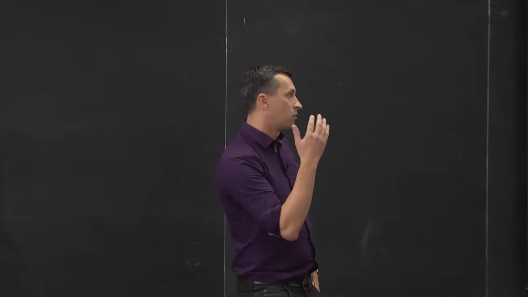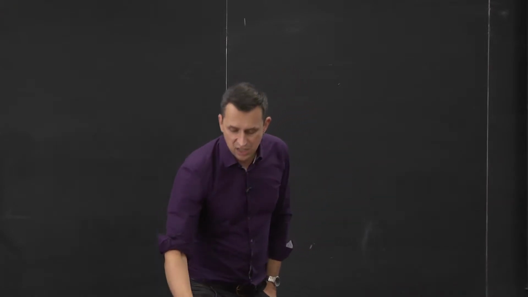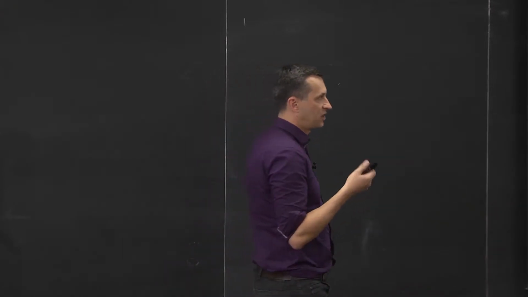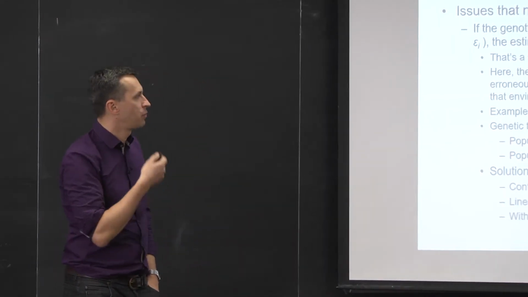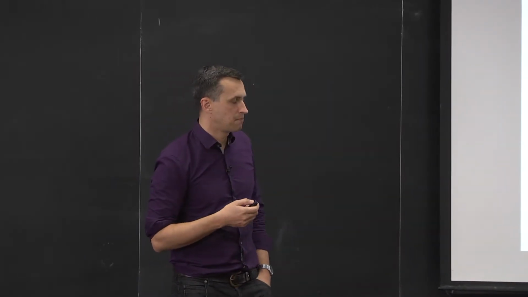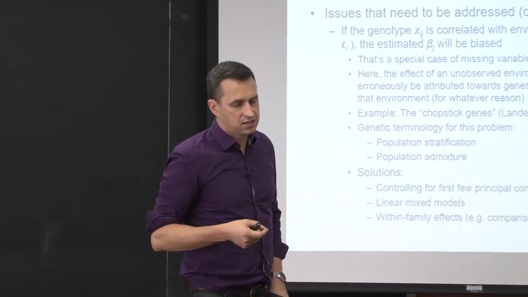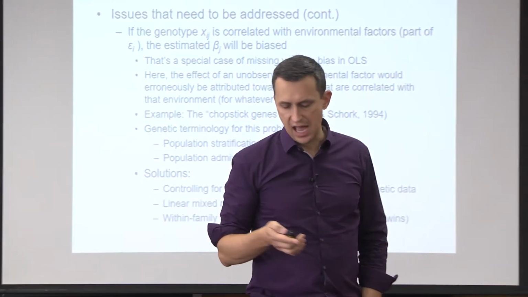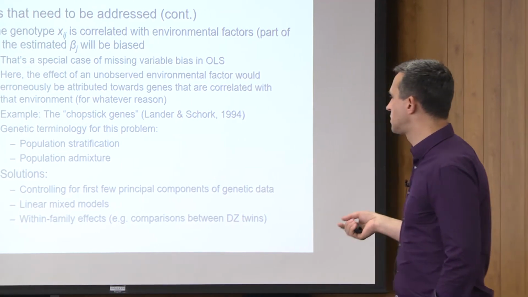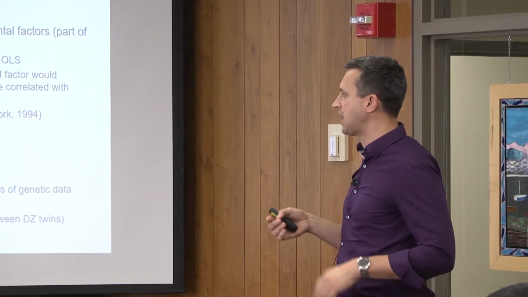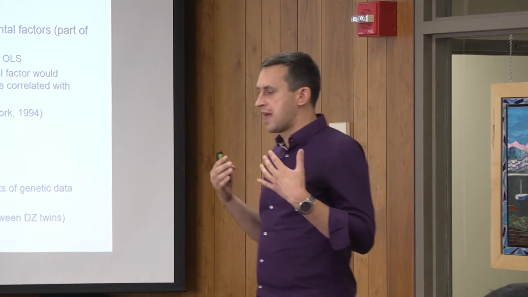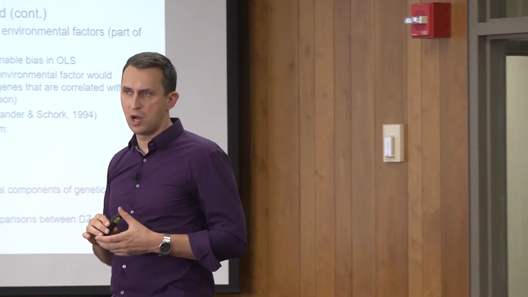We need to address that issue, and this is something that geneticists have thought about for a long time. They call that problem population stratification or population admixture. There are various ways we can address that. The most popular one is that we estimate the first few principal components from the genetic data, and we add them as control variables to our GWAS.